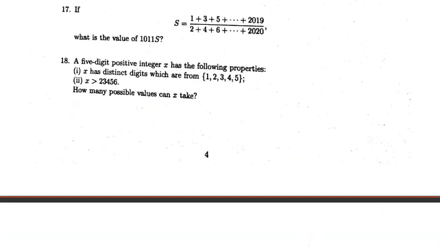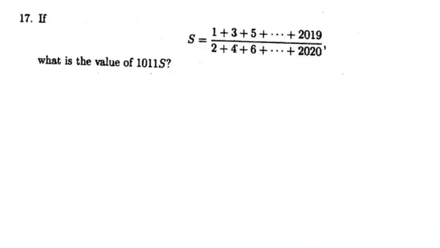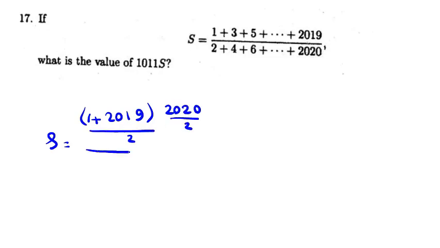SMO 2019 junior section first round problem number 17. If s equals this fraction, what's the value of 1011 times s? So both numerator and denominator are arithmetic sequences. So the formula of an arithmetic sequence is first one plus last one, by Gauss's idea, first one plus last one times the number of terms, which will be 20 over 2, all over 2.